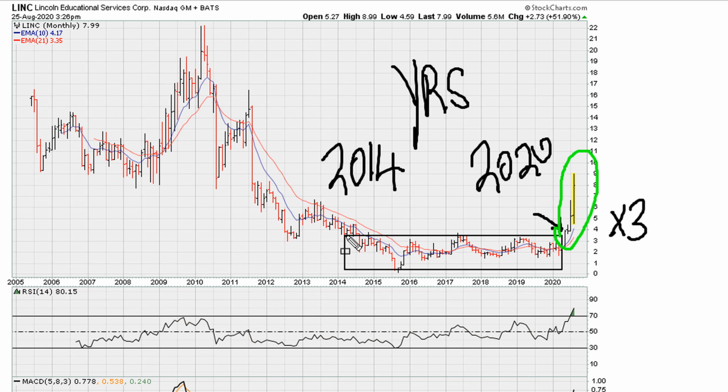So avoid this. Get yourself as close as possible to capturing some of this times 3 move. And the best way to do it is one of the beauties of playing breakouts right here. So avoid this. At the same time, you would have avoided this because there's no breakout. So saving you what? 10 years of price action?